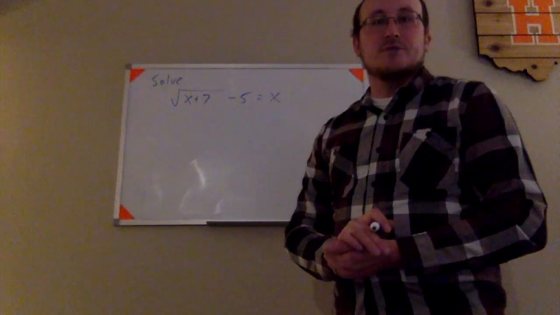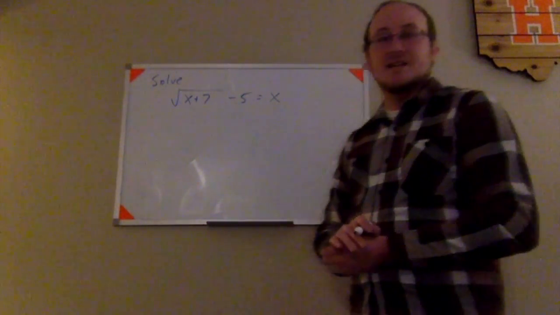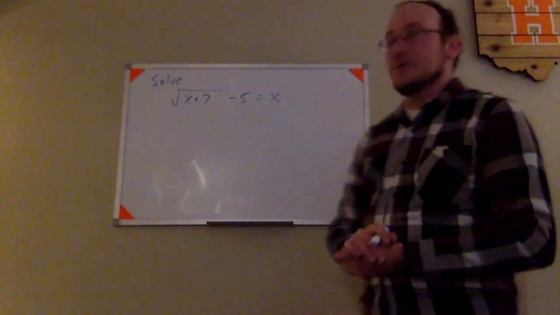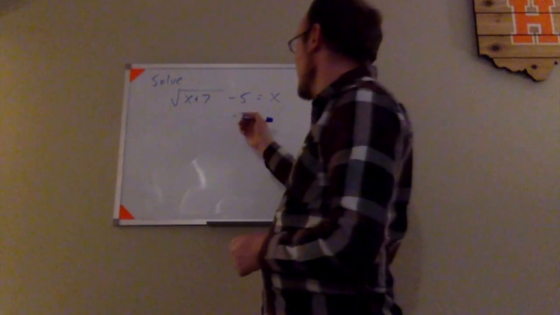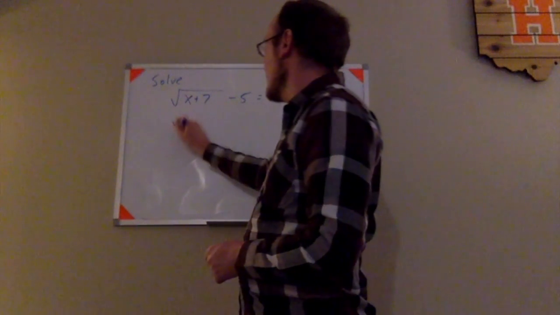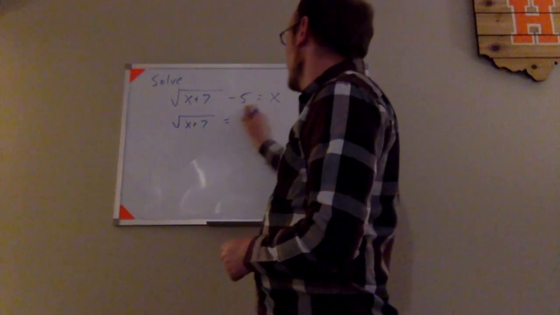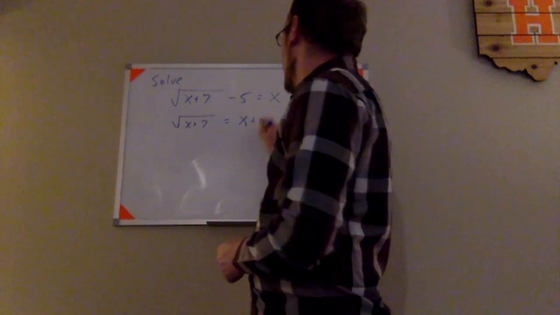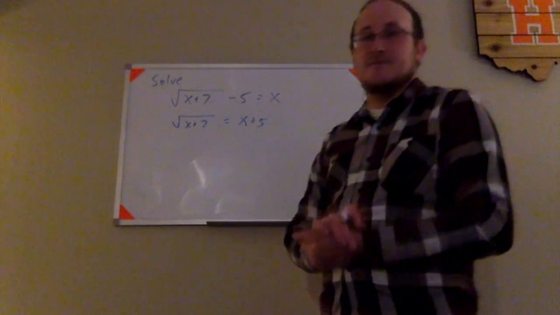Let's go ahead and try to solve this radical equation. Here we have the square root of the quantity x plus 7, minus 5, is equal to x. I need to first isolate the radical. To do that, I need to add 5 on both sides, and that will get me to here. I will have the square root of x plus 7 is equal to x plus 5.